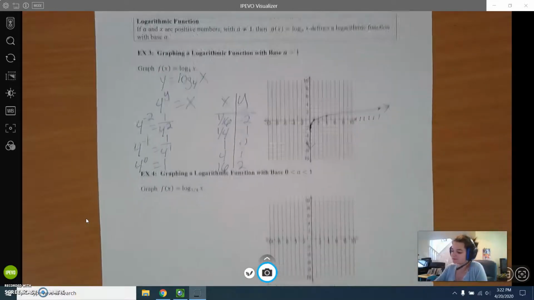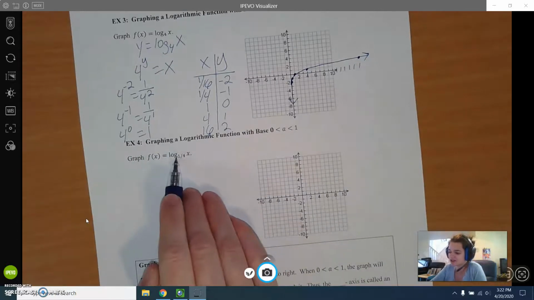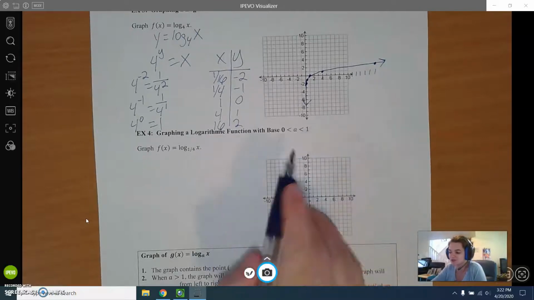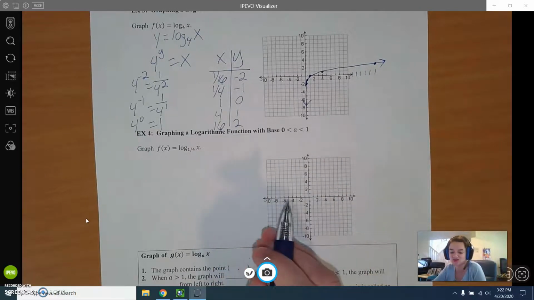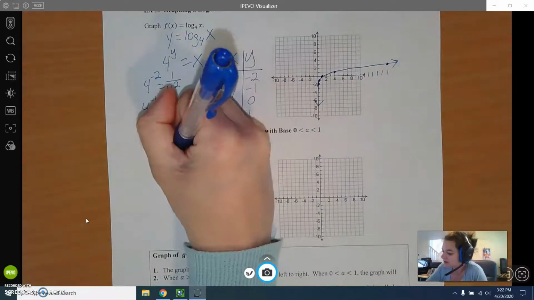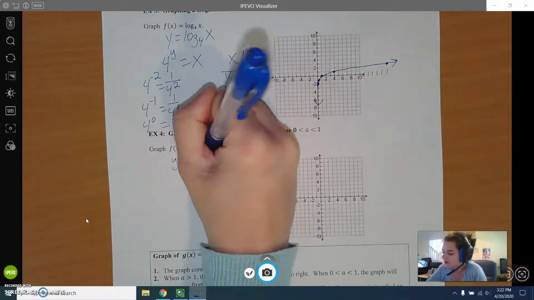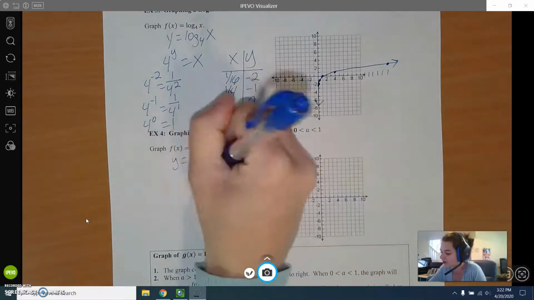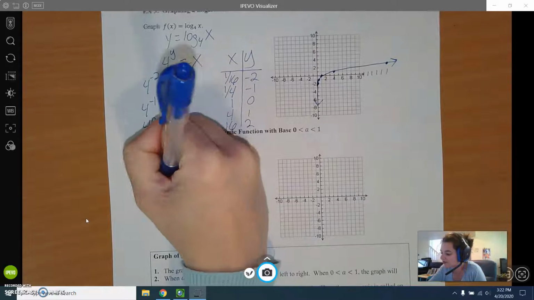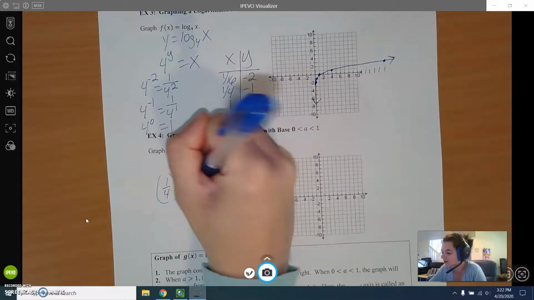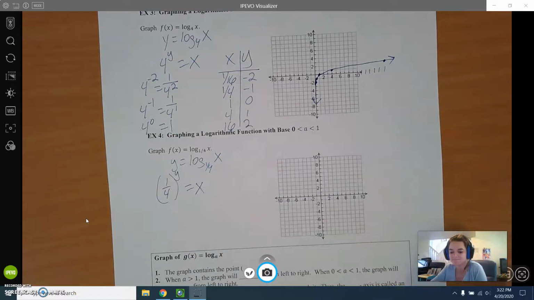Let's do another one. What if instead of a base of 4, what if I have a base of 1/4? Just to have something that's between 0 and 1 to see what happens with very small numbers, okay? So this would be y equals log base 1/4 of x, and in exponential form, we would have a base of 1/4, an exponent of y, and it would equal x, okay?